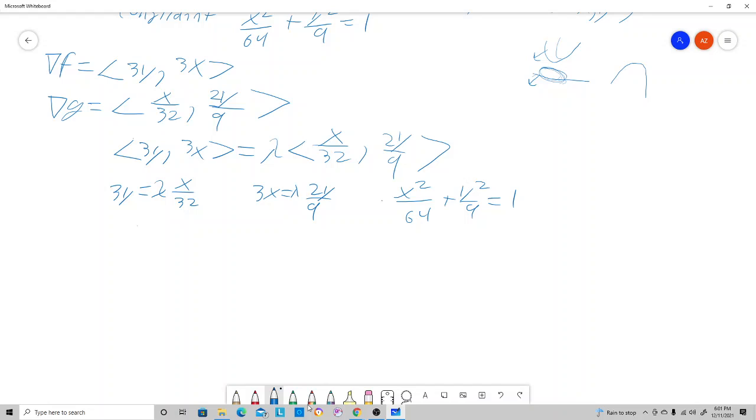So we can say, okay, so this Lagrange multiplier is equal to 3y over x over 32. Oh sorry, this is 96, so 96.